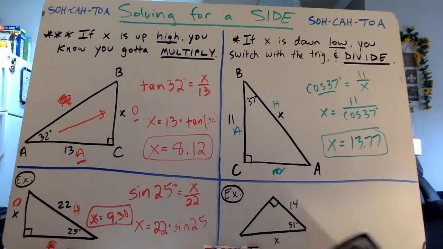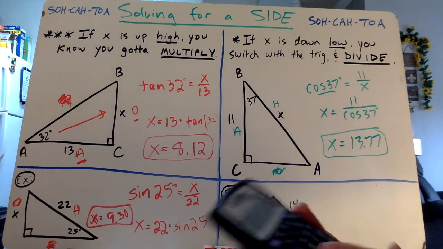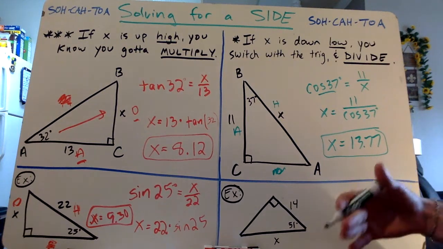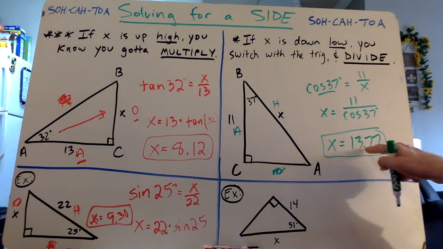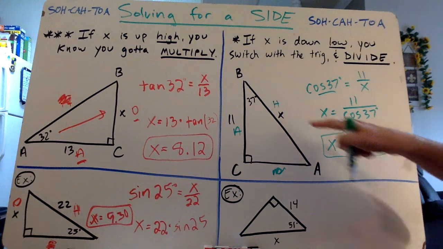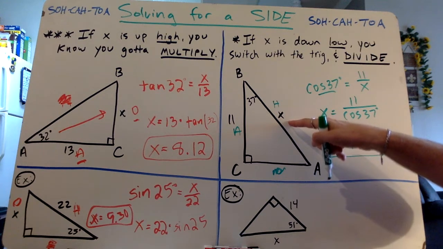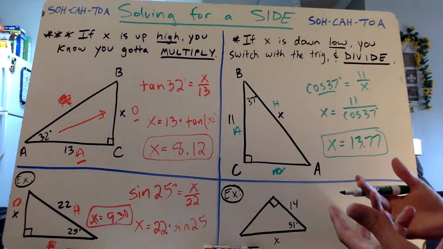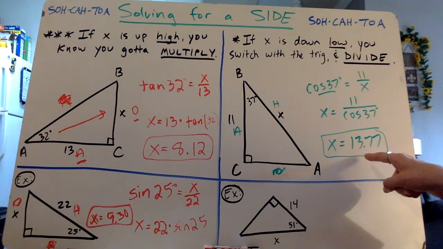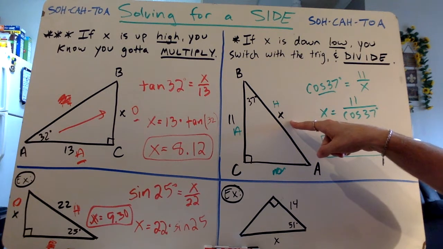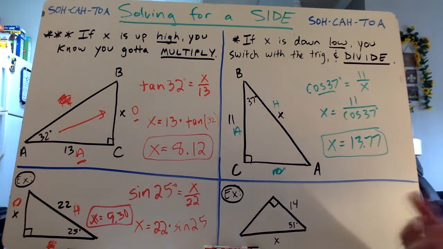And that's our final answer, guys. If you get 13.77, so close to 14, your answer should make sense. If x is 13.77 and you put it with your triangle, that makes sense because x is the hypotenuse, so x should be bigger than 11. So you can kind of check your answer. If you got, let's say, 5 for x, that doesn't make sense, because it should be the hypotenuse, which is always the longest side. So you can always check to make sure your answer makes sense with the problem.